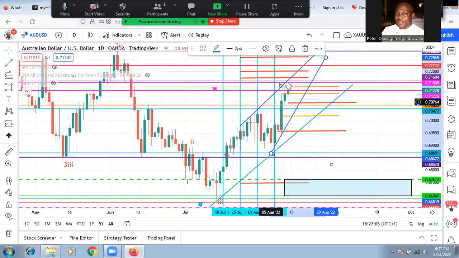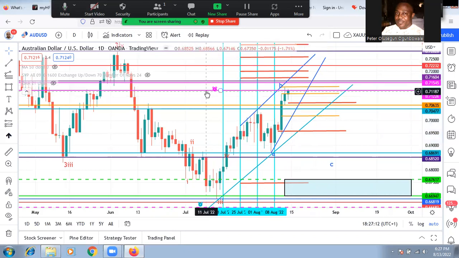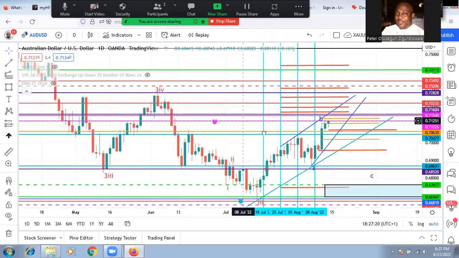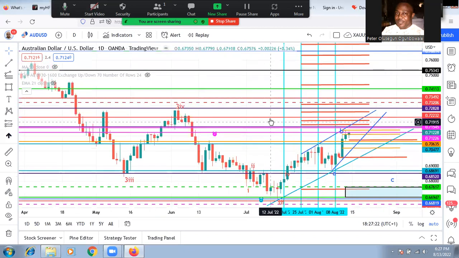Once we break that, I don't believe that price is going to go up too much. Price is going to break this level again, and hit this. So I think where we put our stop loss is still in order, which is up here, 73,200 or so. It's still in order.